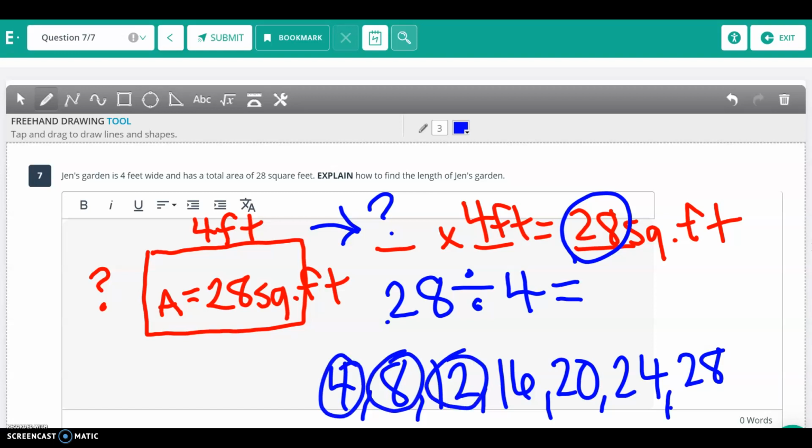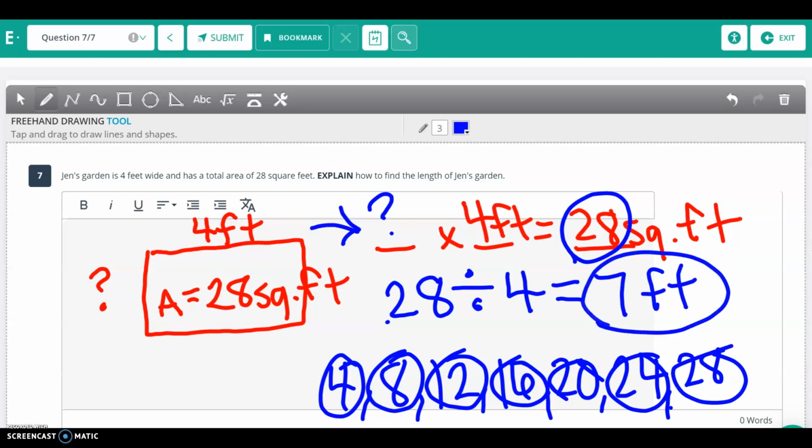1, 2, 3, 4, 5, 6, 7. 7 feet is my length. That's my missing number. Make sure you have all of this work to show your answer. Finish the ones that have not been completed, and then you may submit the assignment.